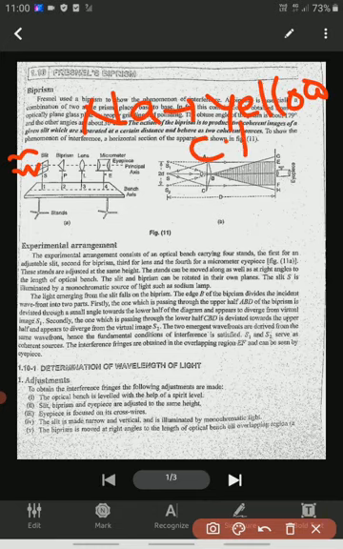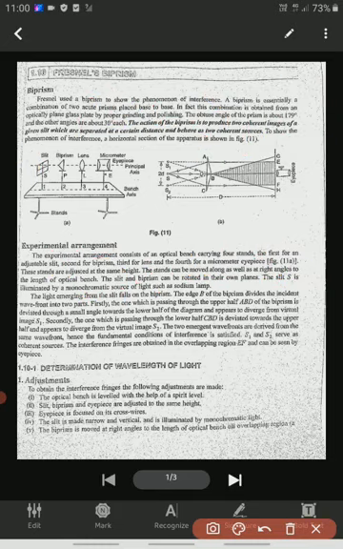The sodium lamp gives yellow color light. Mercury lamp gives white color light. In this experiment we use a sodium vapor lamp. So here we put the sodium vapor lamp, and this sodium light is incident on the slit.